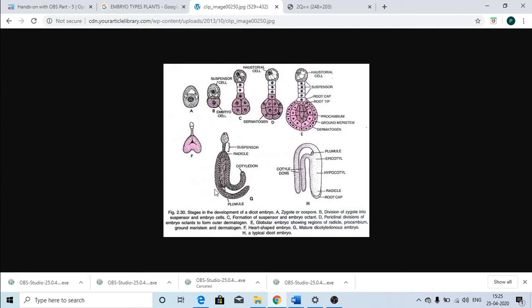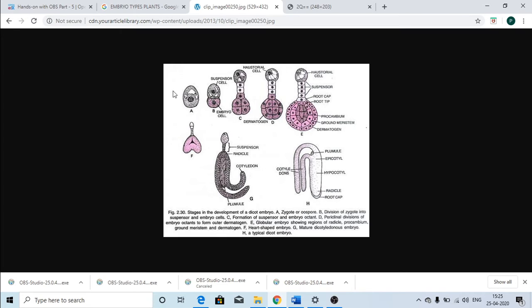In post-fertilization changes, this zygote develops into the embryo, and the embryo produces one or two cotyledons. We will see it here. So, this is the development of the embryo. The embryo in angiosperms may be a dicot embryo or a monocot embryo. The formation of the zygote is the process of fertilization.